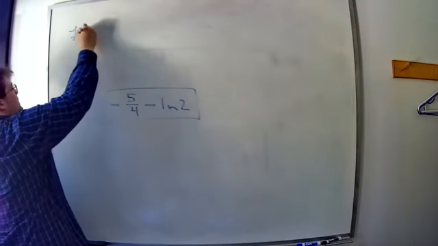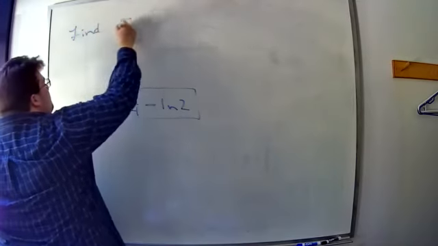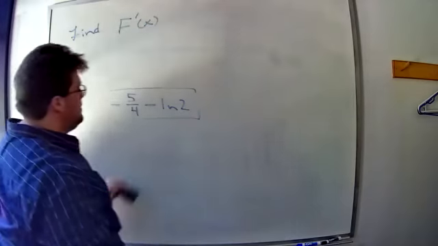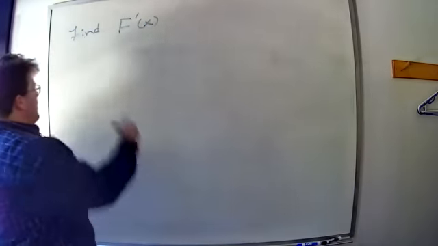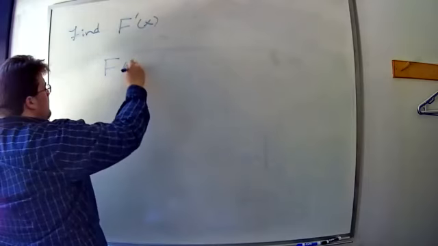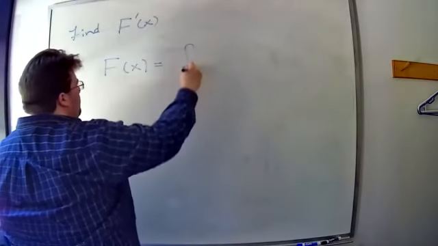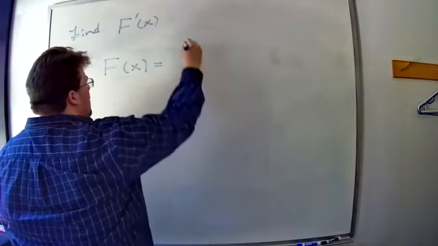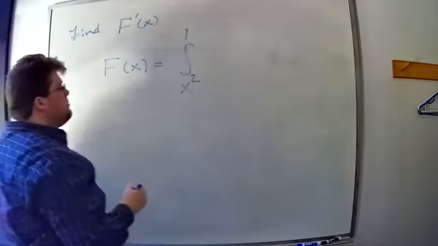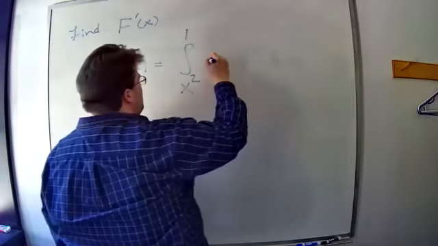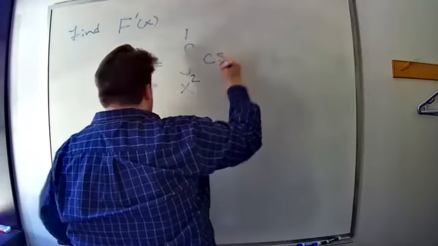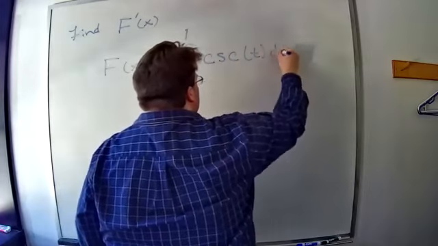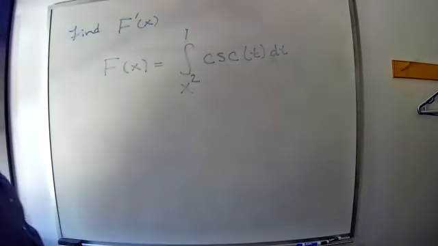So I'll say find f prime of x, and let's see. Let's do x squared in the bottom. Let's do 1 on top, and let's do cosecant of t with respect to t.